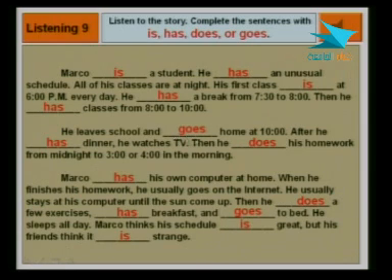He leaves school and goes home at 10. After he has dinner, he watches TV. Then he does his homework from midnight to 3 or 4 in the morning. Marco has his own computer at home. When he finishes his homework, he usually goes on the internet. He usually stays at his computer until the sun comes up. Then he does a few exercises, has breakfast, and goes to bed. He sleeps all day. Marco thinks his schedule is great, but his friends think it is strange. Okay, so that's the story and all the words that, of course, must be used to complete it.